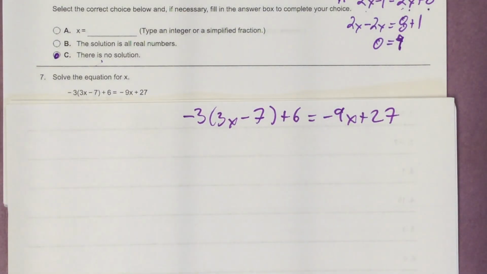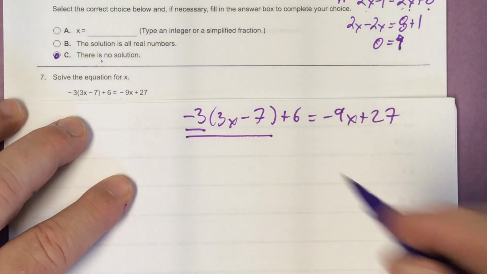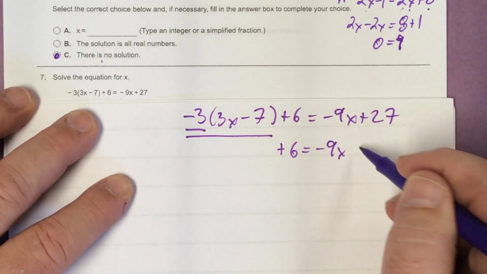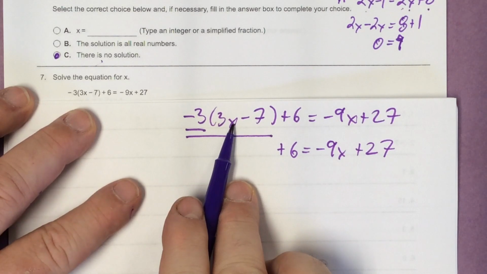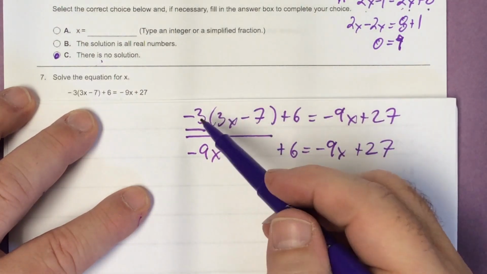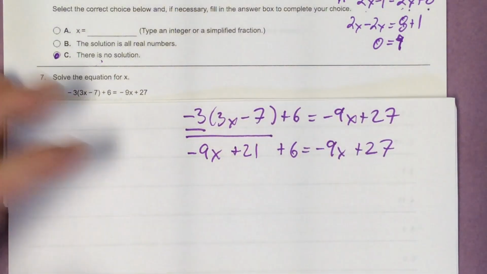So now the equations are starting to get big and they're getting ugly. We're going to go ahead and distribute negative 3 through this. Everything else can be just brought down as it is. Now we have negative 3 times 3x, that's negative 9x. We have negative 3 times negative 7, that's plus 21.